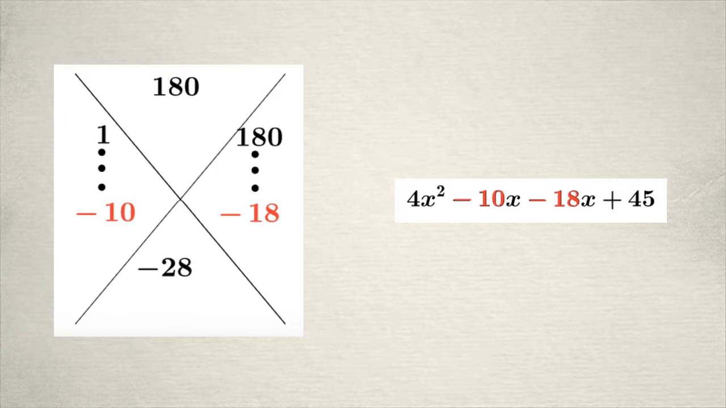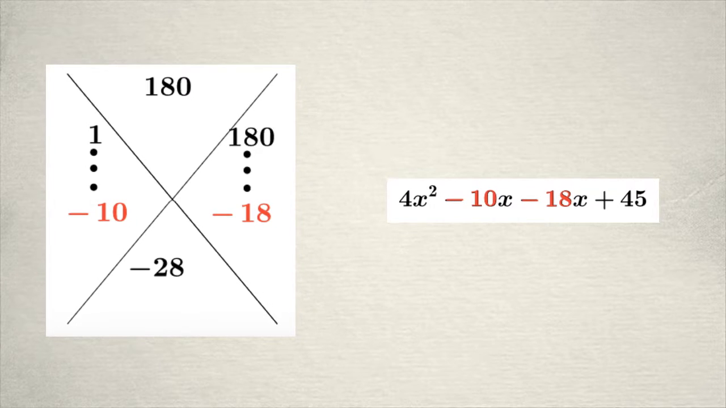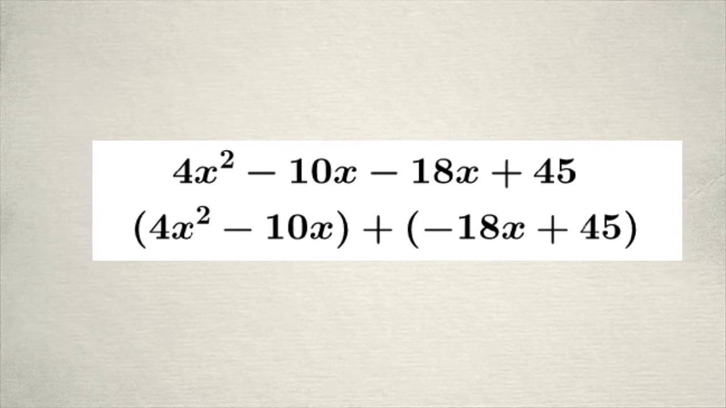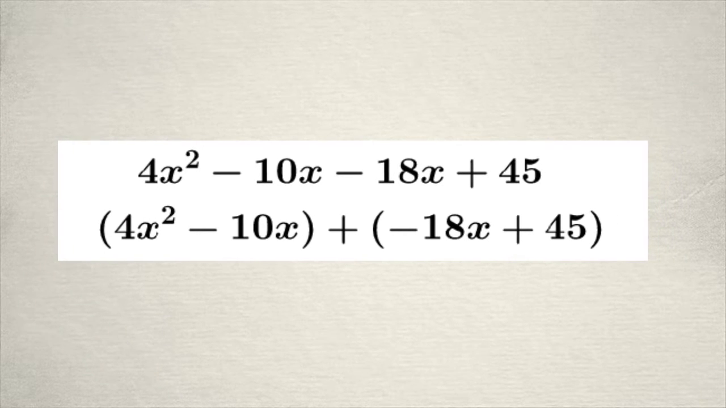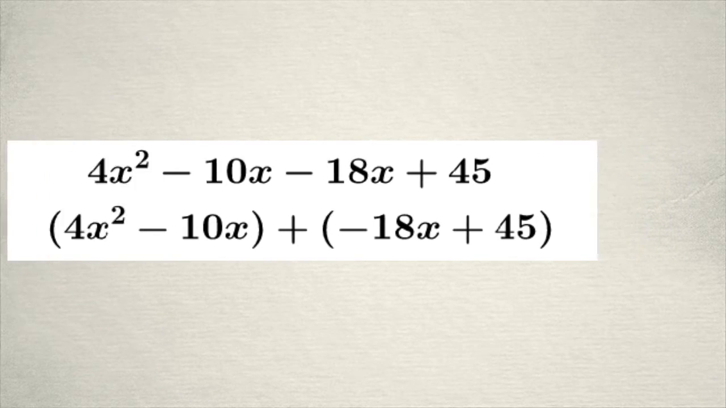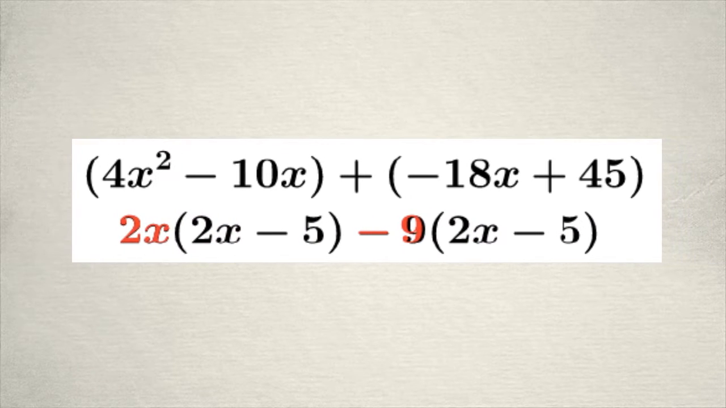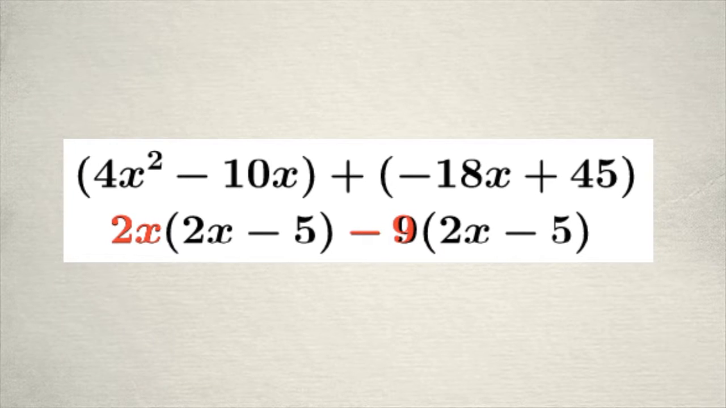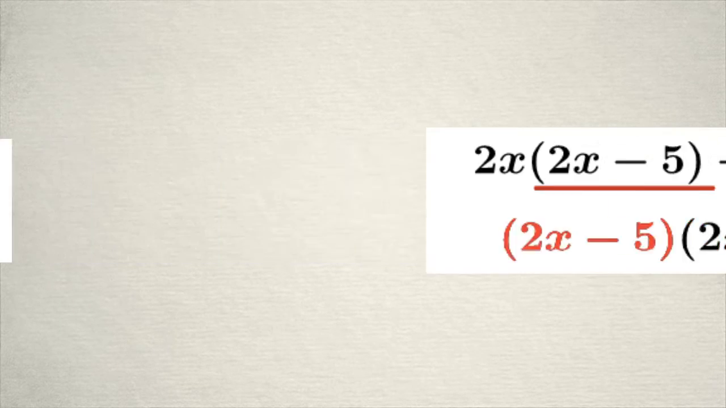As before, we rewrite the original quadratic, replacing the middle term with those two numbers. We break this into two separate parts, where we will factor the first part and the second part separately. In this particular case, 4x squared minus 10x has a common factor of 2x, whereas negative 18x plus 45 has a common factor of negative 9.